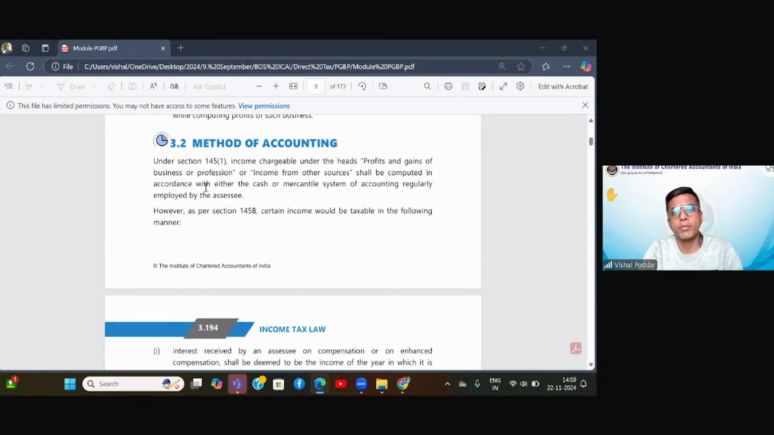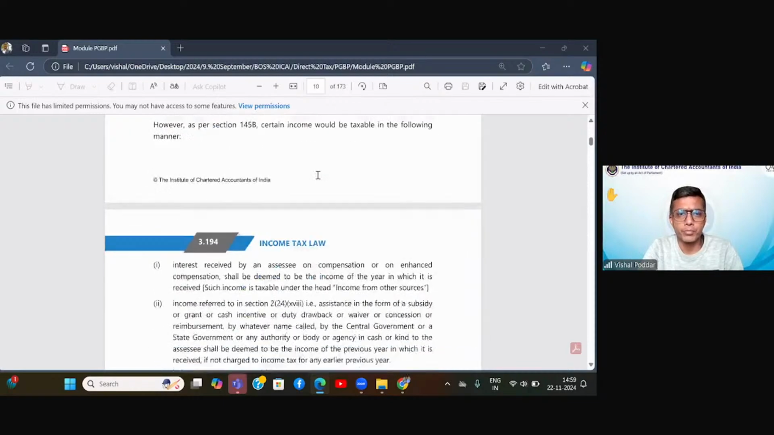So section 145 is the section dealing with method of accounting, and what does income tax law say? While computing income from two heads, one is PGBP and one is other sources, the law has kept the option with you as to how you want to prepare your books. If you are preparing your books on cash basis, we will compute your PGBP income by cash. If you are preparing your books on mercantile basis, we will compute your PGBP income on mercantile basis. That is what section 145 says.